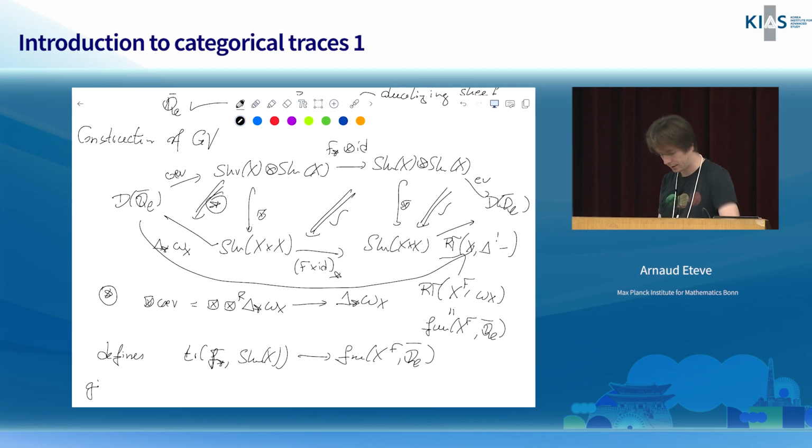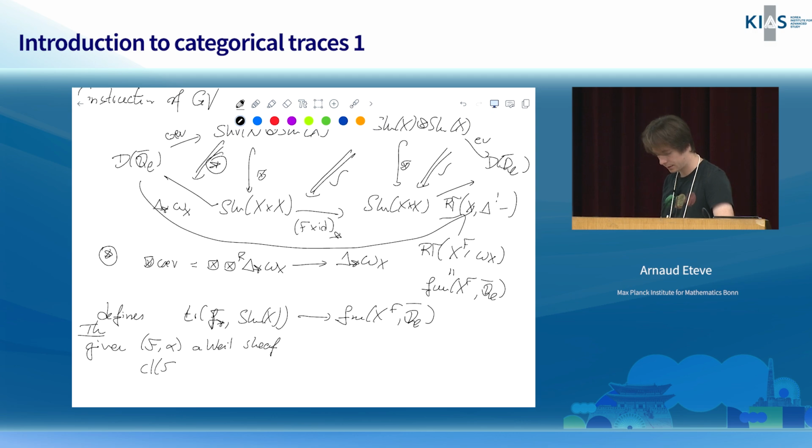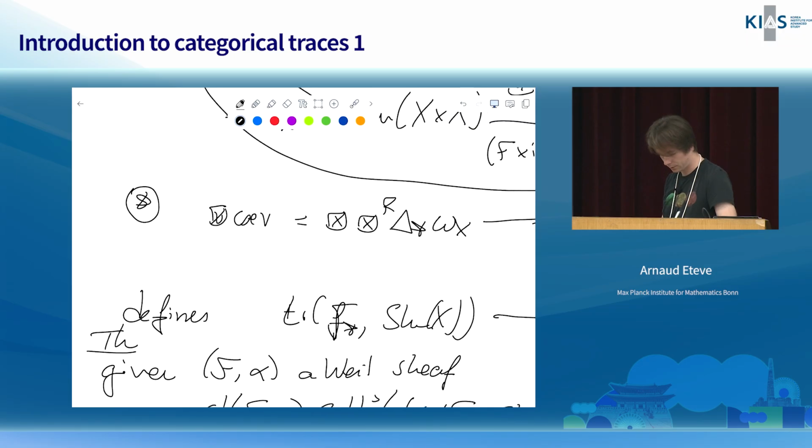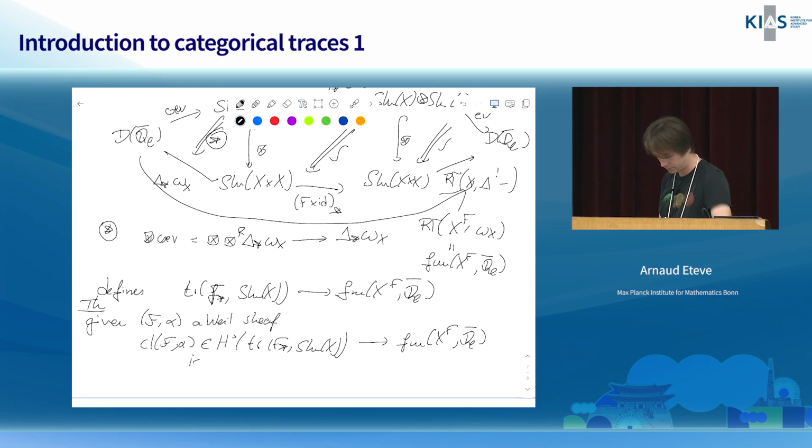And so the theorem is that given a sheaf F with a Weil structure, the class of this thing, in H0 of the trace, is sent to the usual function, the function of the Grothendieck function-sheaf dictionary. Oops, sorry. Okay, and I will stop here.